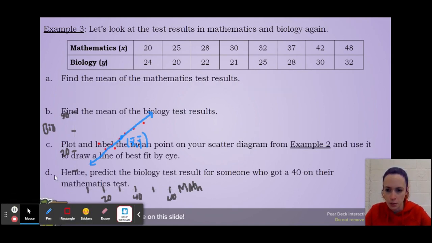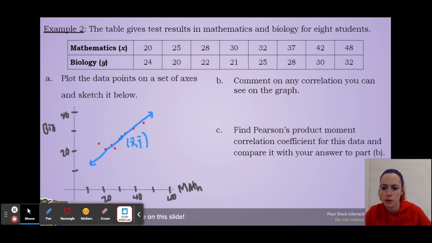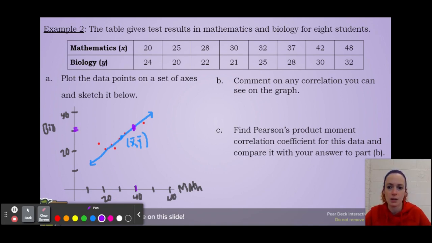Going back to example 3, just to read part D, hence predict the biology test result for someone who got a 40 on their math test. So if they got a 40 on their math test, that means I'd be looking at 40, going up to my line. I'm looking around maybe a 30. Mine's a little past that, maybe a 31. If you use the by eye method, obviously it's going to depend on how your line was angled.